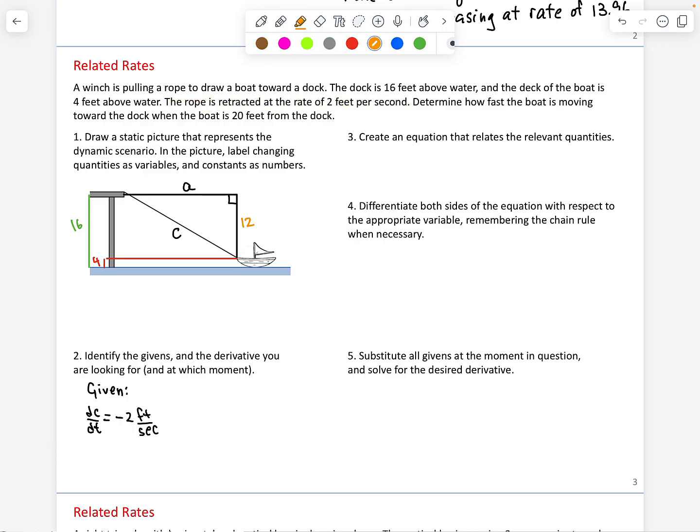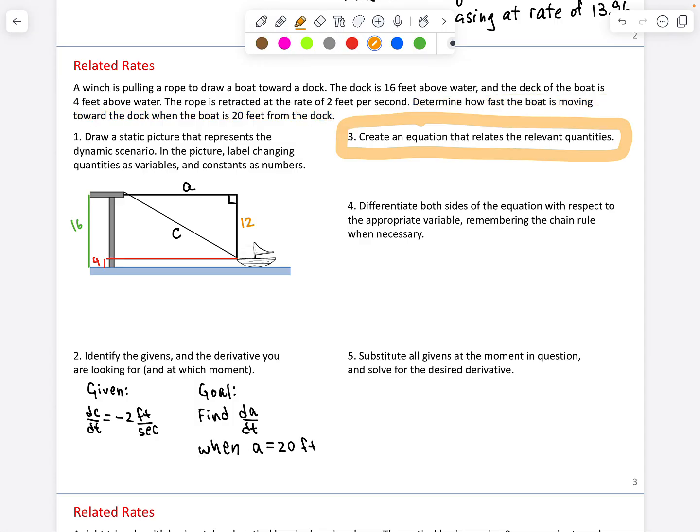And then the next sentence frames our goal. The goal is to find how fast the boat is moving toward the dock when the boat is 20 feet from the dock. Well, the side of the triangle that represents how far the boat is from the dock horizontally is A. We want to find A's rate of change, so find dA/dt at the moment when the boat is 20 feet from the dock. That means when A itself is 20 feet. Okay, now let's move to step 3.